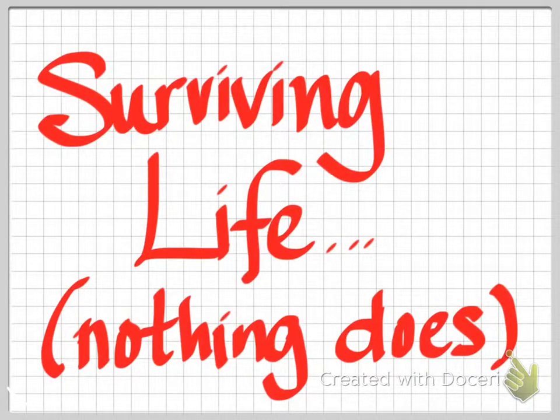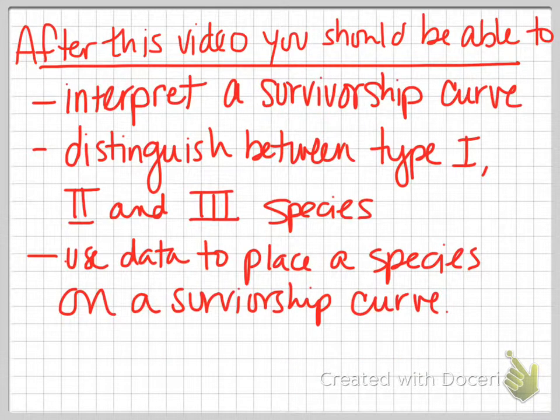Hi, it's Moser, the quick tutorial on survivorship curves, also known as surviving life. After you've watched this video, you should be able to interpret a survivorship curve and distinguish between type 1, 2, and 3 species. You should also be able to use data to place a species on a survivorship curve when you're given one. So, enough about this. Let's talk about fish.